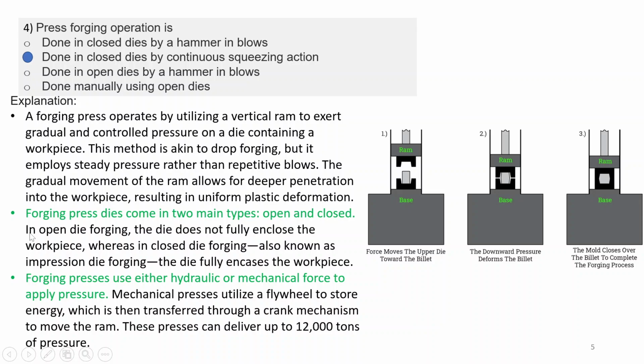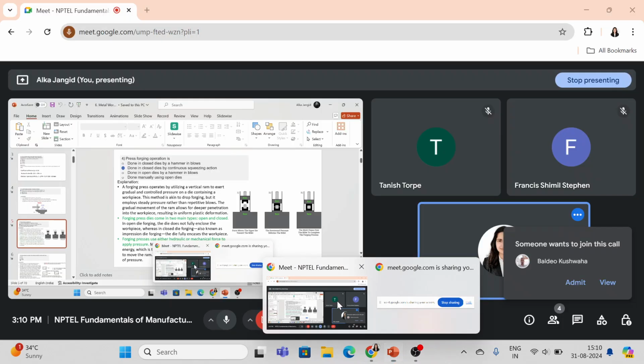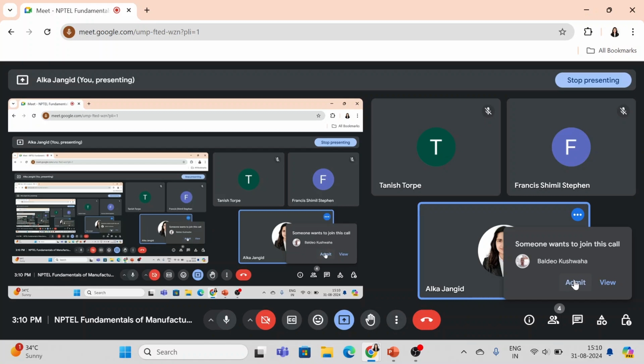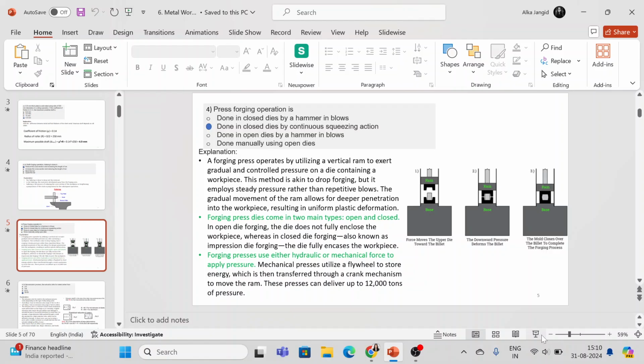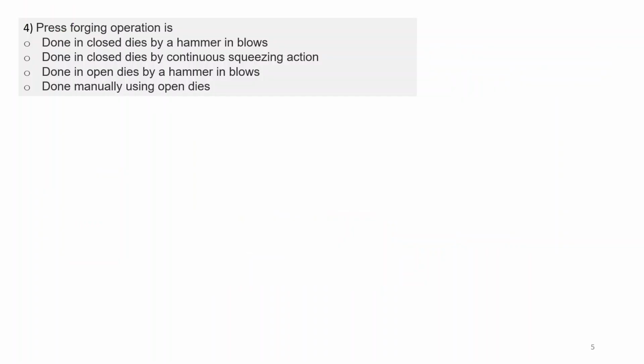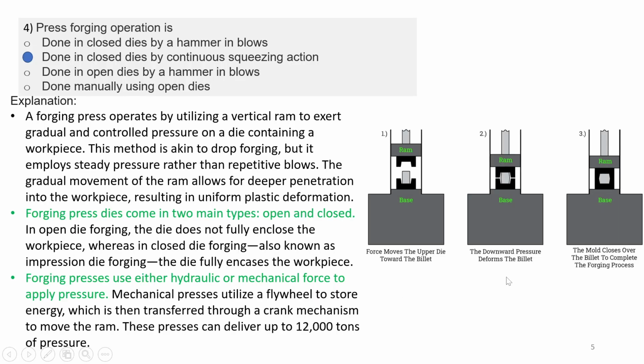The forging press dies come in two main types, open and closed. In open die forging, the die does not fully enclose the workpiece, whereas in closed die forging, also known as impression die forging, the die fully encases the workpiece.